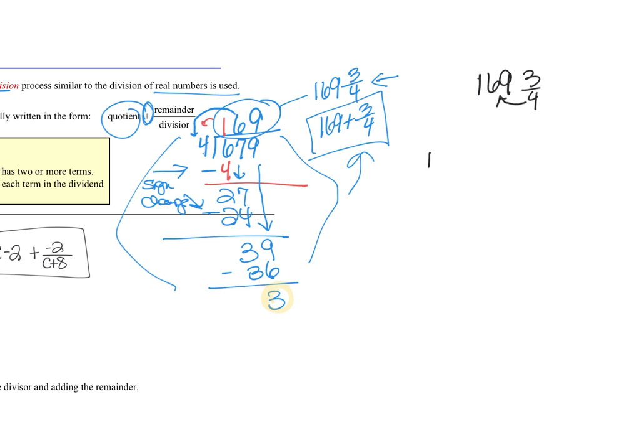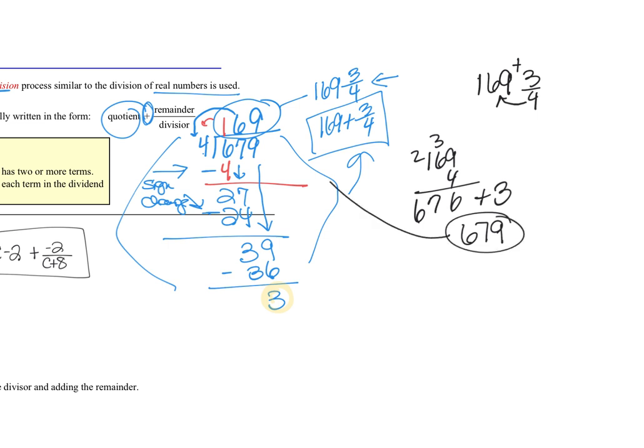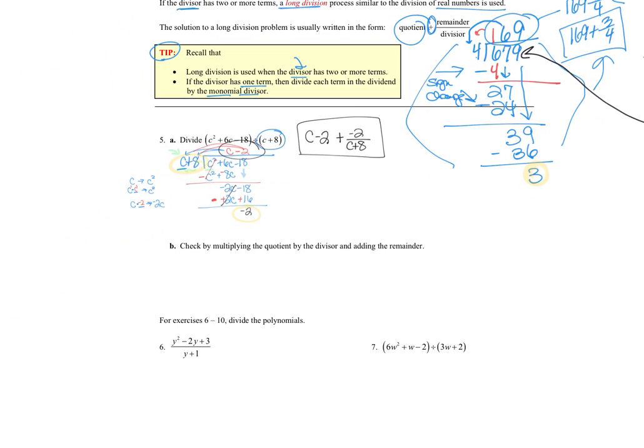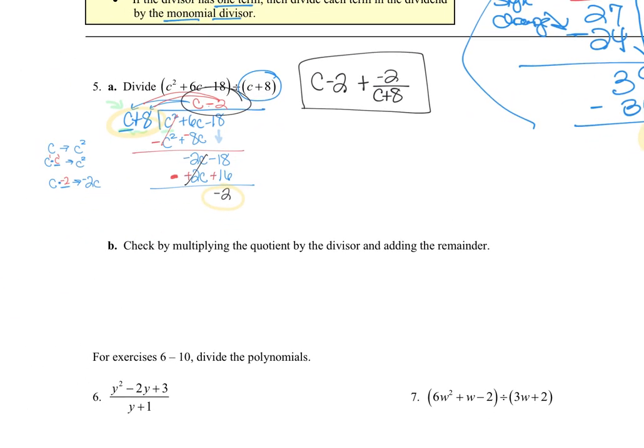So if I come over here and say, all right, what's 169 times 4? That's 36, carry my 3, 24, and 3 is 27, carry my 2, that's 676. And they want me to add the remainder. And so 676 plus 3 is 679. Is that what we were originally dividing? Yes, it is. So let's come back down here and look. That's what they want us to do.